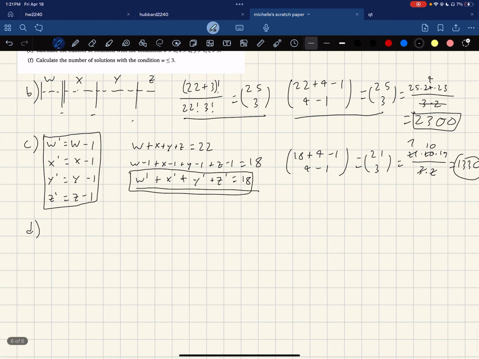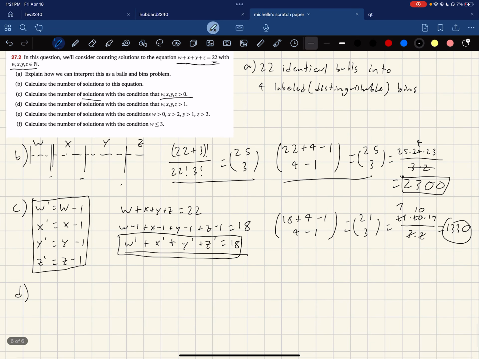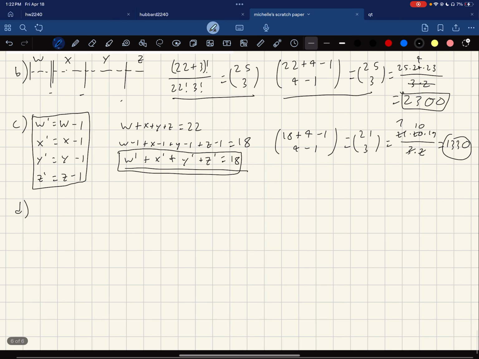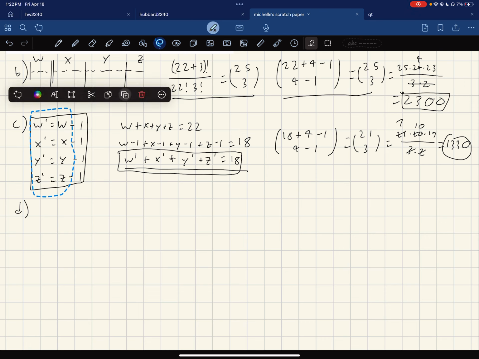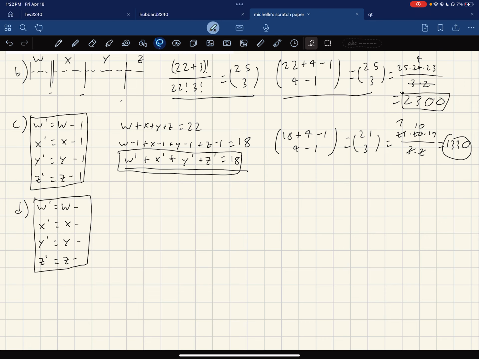Now question D is almost exactly the same, except this time we have greater than 1. So what does this mean? That means that they all have to be 2 or greater. So we can just do the exact same substitution, but this time with 2's, because we know that each of the variables has to be 2 or greater.